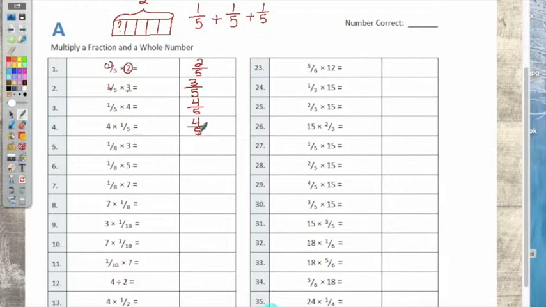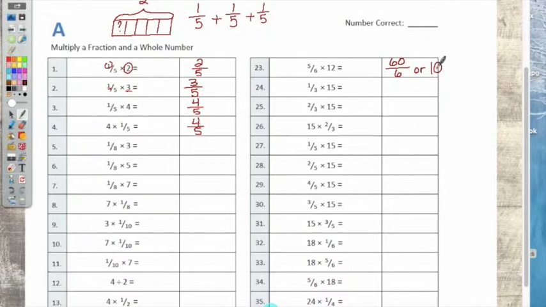Now let's move over here to 23 where it gets a little trickier. Okay? So if we keep the same strategy, I don't want to make 12 copies of 5/6, so I'm going to multiply 12 times 5. What is it? 60. We really need to know our 12s. And what's my denominator? 6. So these could be your choices, 60/6 or 10.